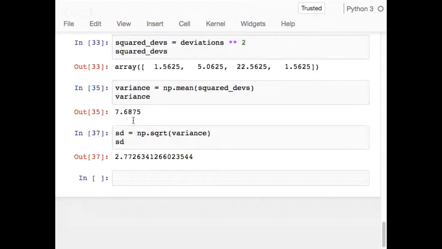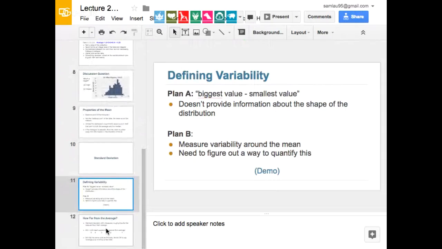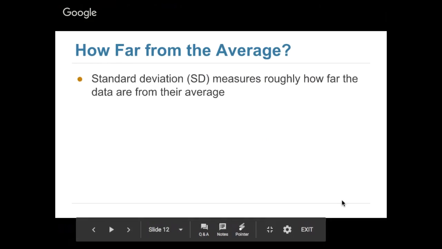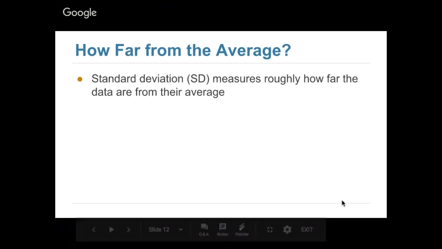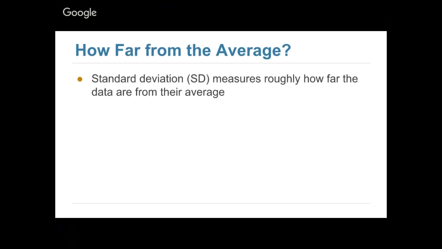All right, excellent. So here we go. The standard deviation measures about how far away the data are from the average, right? So what I did there was I took the deviations and I squared them. I did some extra math manipulation. But the deal is I'm using how far away my data are from my average to try to get a measure of how spread out my distribution is.